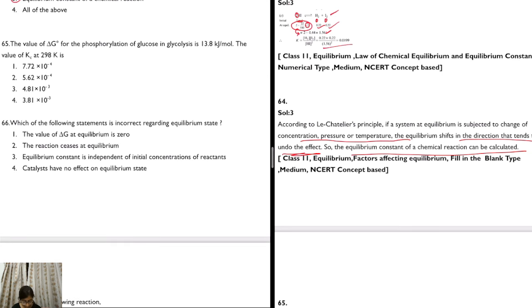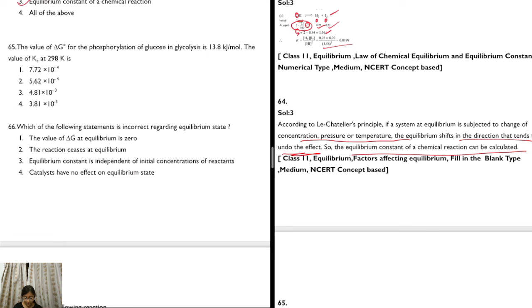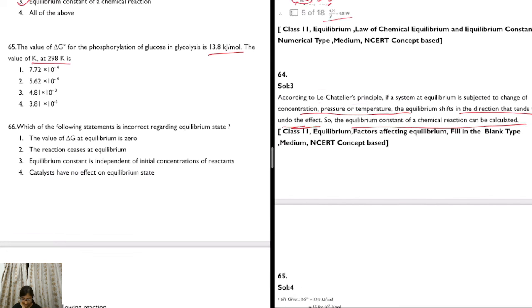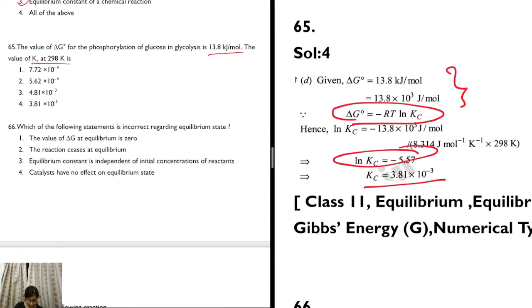Now in the next question, the value of del G naught for the phosphorylation of glucose in glycolysis is 13.8 kilojoule per mole. What is the value of Kc? See, this is really easy. We'll be just using the formula we know. Del G is given to us. We'll convert it into joules per mole. Now this is the formula: del G equals minus RT ln Kc. Just upon putting the values and solving, we'll get Kc to be this. So it will correspond to option 4.